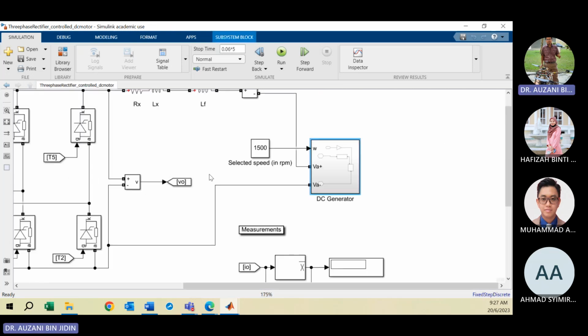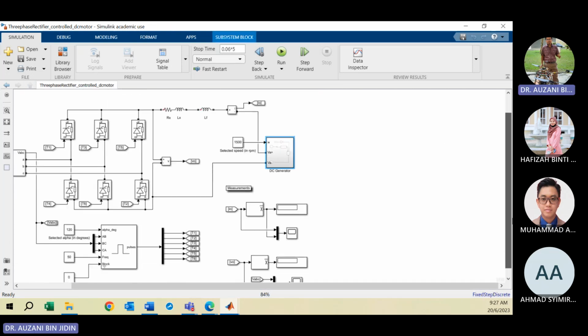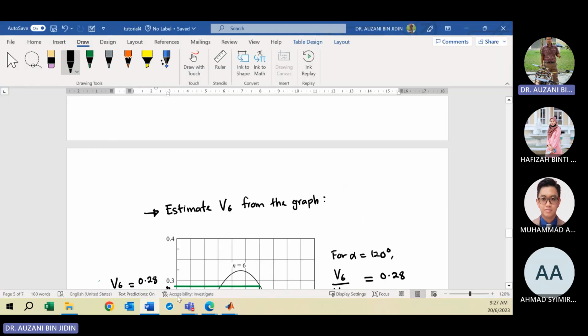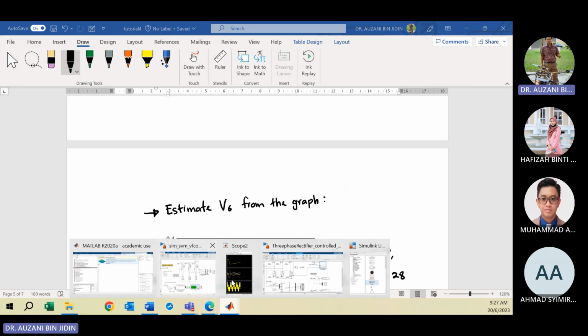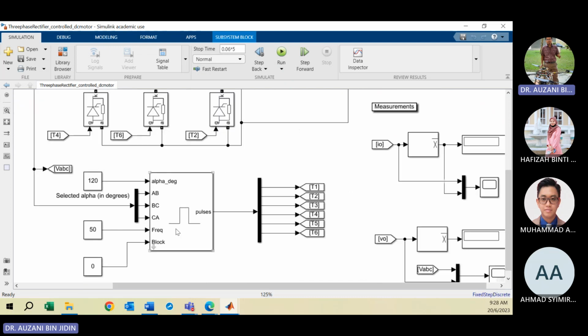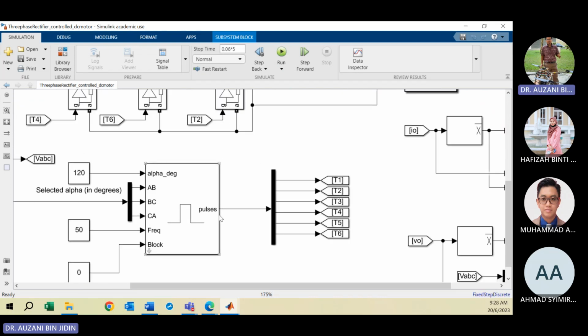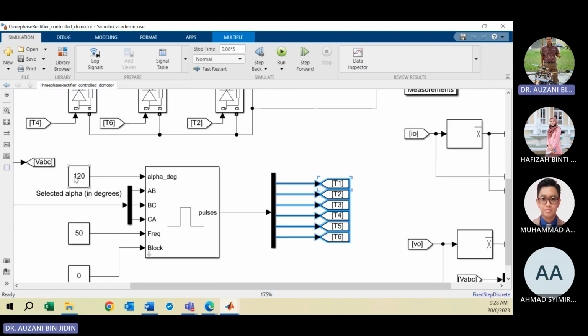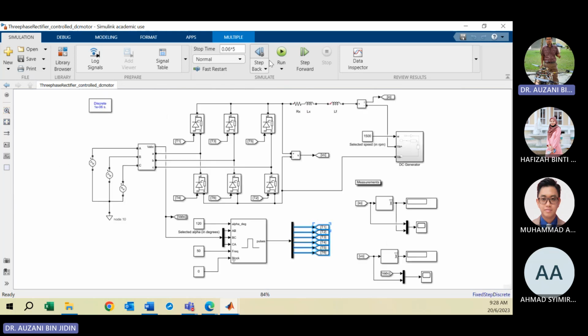Okay, the angle here is 120 degrees. This is the firing angle unit, this block, which is responsible for generating the current pulses and controlling the 6 thyristors, T1 until T6. Angle 120, frequency is 50 Hertz. Okay, now we can run the simulation.